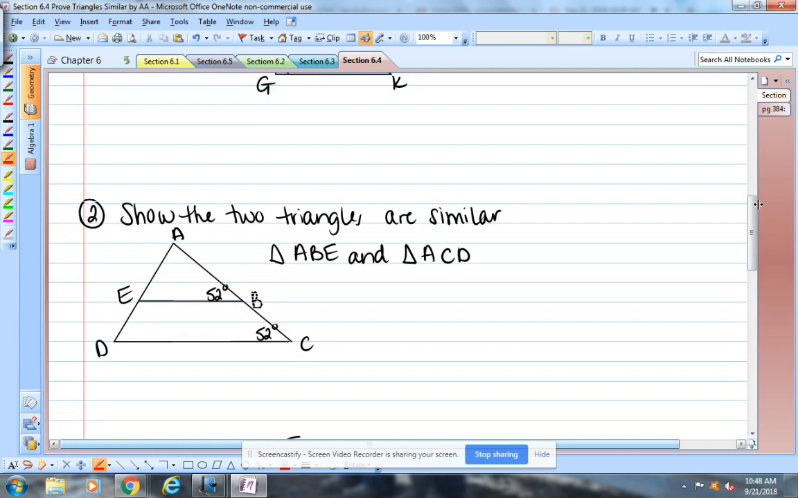Whoa, this is getting fancy. How many triangles are in this picture?